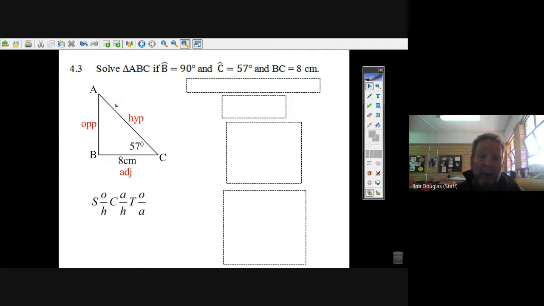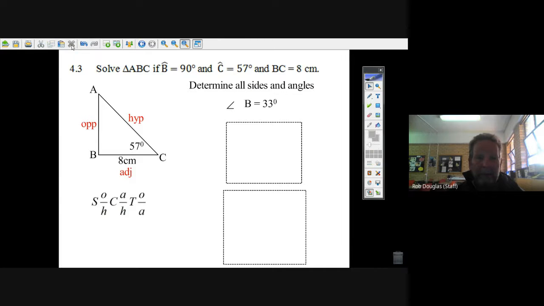So now here we go. First thing is find angle A. Well, the angles in a triangle add up to 180. There's 90, so these two must add up to 90. So just go 90 minus 57. You'll get that first angle. By the way, we have to find all the sides and angles. Okay, the first angle, angle A, is 33 degrees, 90 minus 57.